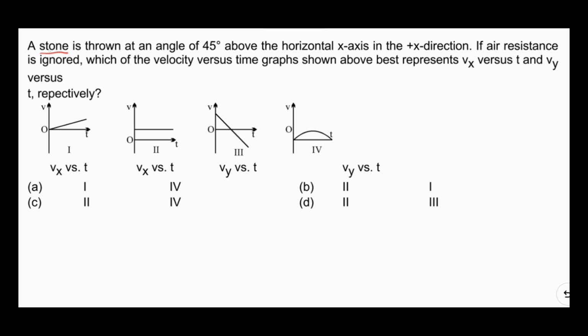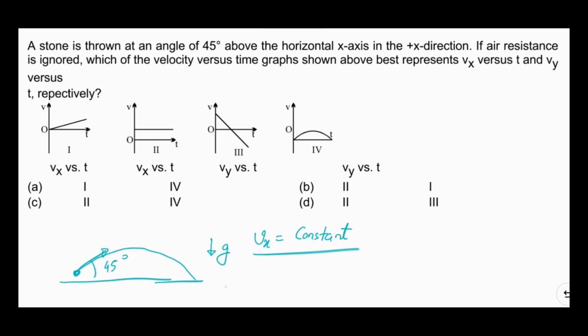In the question it is given that the stone is thrown at an angle of 45 degrees above the horizontal. So a particle is projected at some angle, given to us as 45 degrees above horizontal. The motion of this kind of particle is going to be along a parabolic path, but because gravity is acting vertically downward, the velocity's x component is going to be constant because there is no horizontal acceleration. Acceleration is only in the vertical direction, so velocity in the x direction is going to be constant.